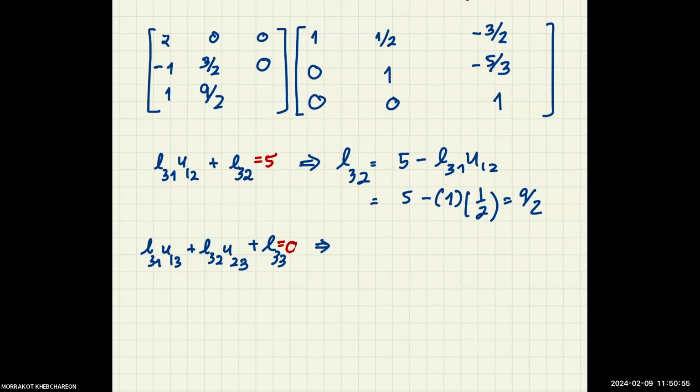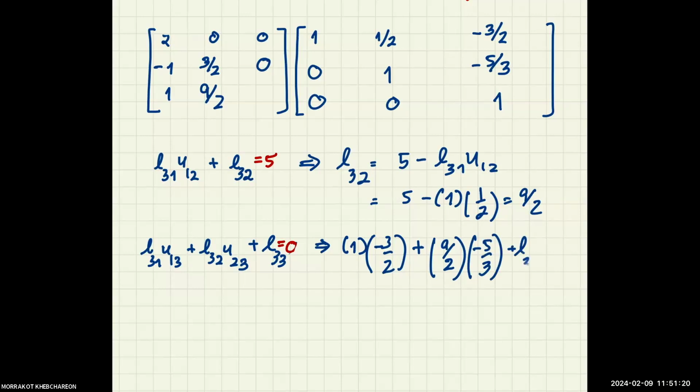What is L31? L31 is 1. U13 is first row, third column, minus 3/2. L32, L on the left, third row, second column, we just got it, is 9/2. What is U23? Second row, third column is minus 5/3. Plus L33 equal to 0.